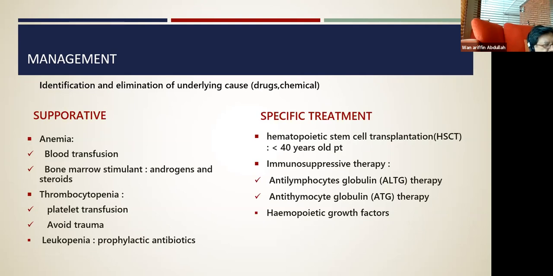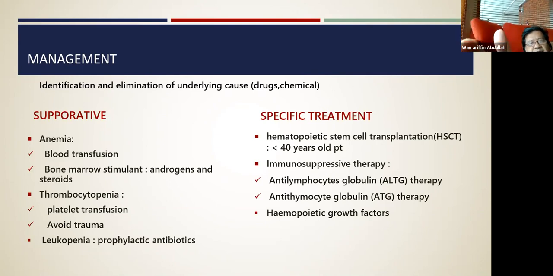Do you know which type of aplastic anemia affects the red blood cell alone? Pure red cell aplasia. Yeah, PRCA, pure red cell aplasia. That means it affects only the red cell. This is also called Diamond-Blackfan syndrome. And that patient usually will respond to steroid very well. If they don't respond to steroid, then only you do bone marrow transplant.